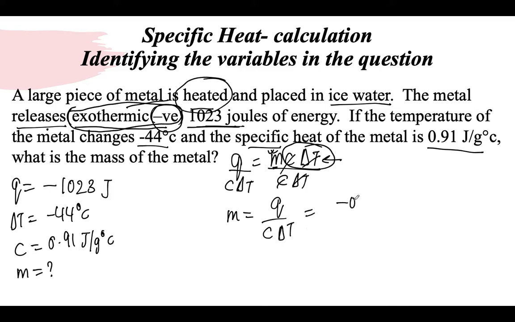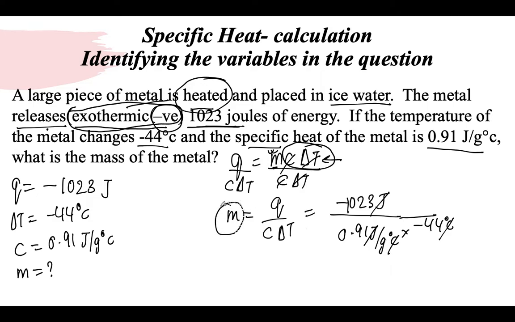Your Q is 1023 joules, right? C is 0.91 joules per gram degree Celsius. And your change in temperature is negative 44 degrees Celsius. Joules cross out, degrees Celsius cross out. You end up with a gram. And what is mass measured in? Voila, gram. Okay, all right, now we just plug it in.